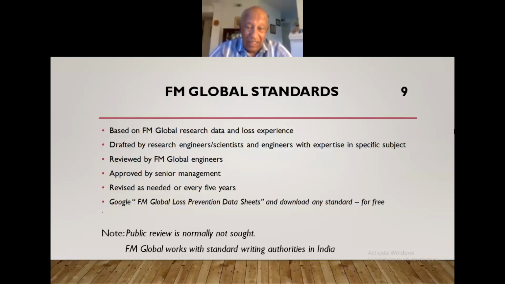We have two engineers, I think, in Bangalore, whose job is to attend as many standard writing meetings as possible to influence them to incorporate our specifications into their standards. Next slide, please.